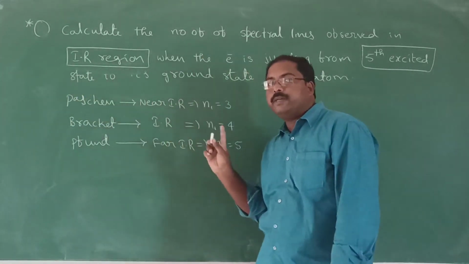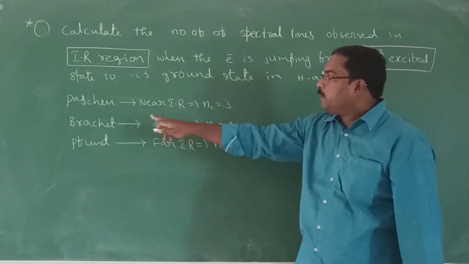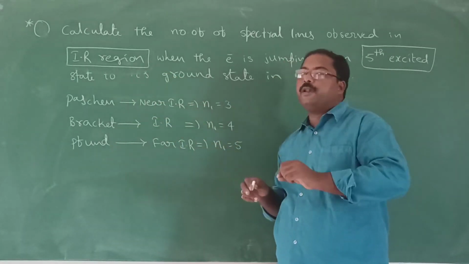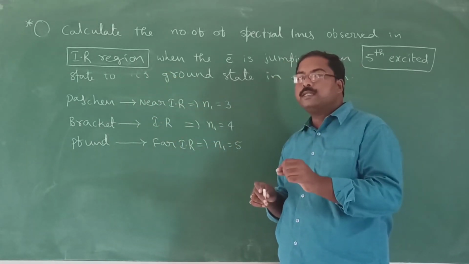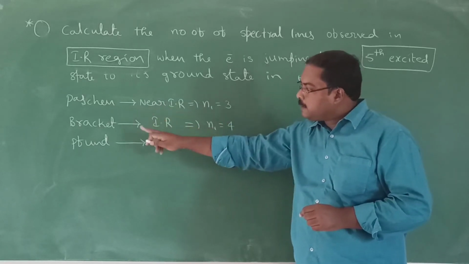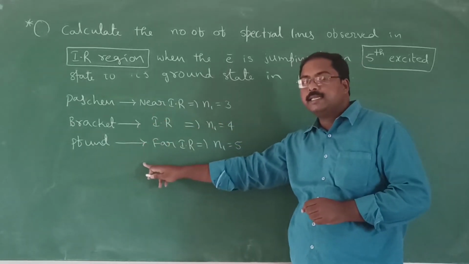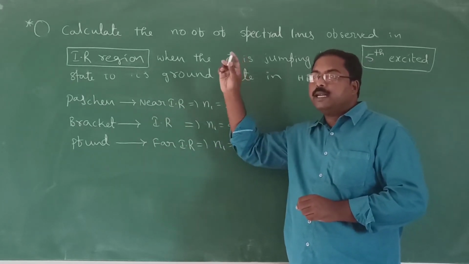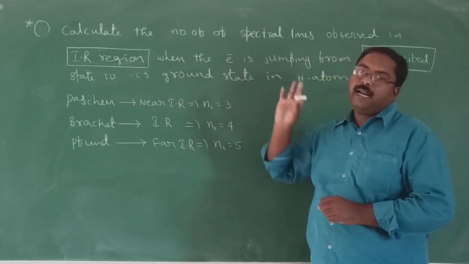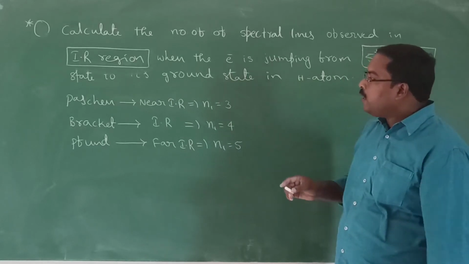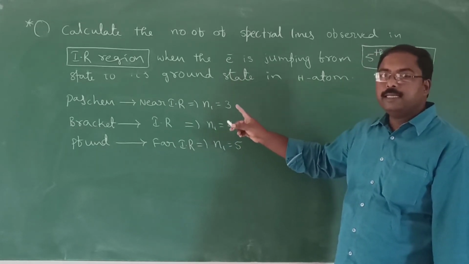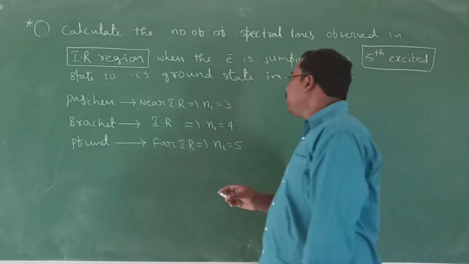A typical question. This was also a previously asked question. Observe carefully. They mentioned simply as infrared region. Infrared means Paschen series, Brackett series, Pfund series. All these three series of lines come under infrared region. Now first of all, let us calculate number of spectral lines.